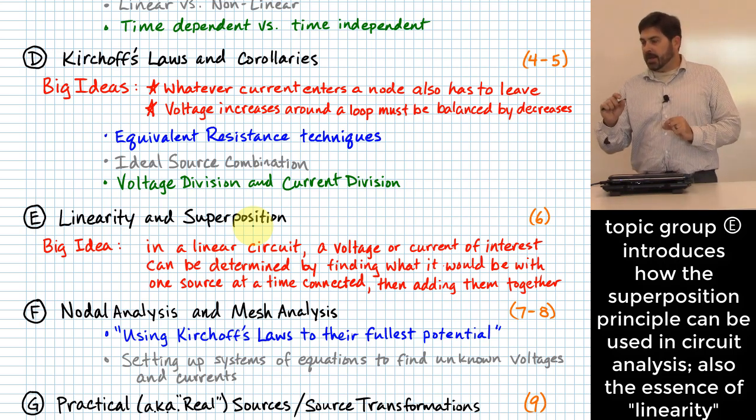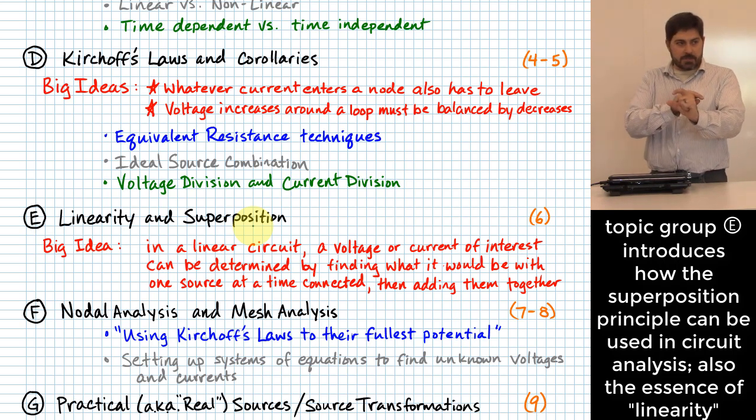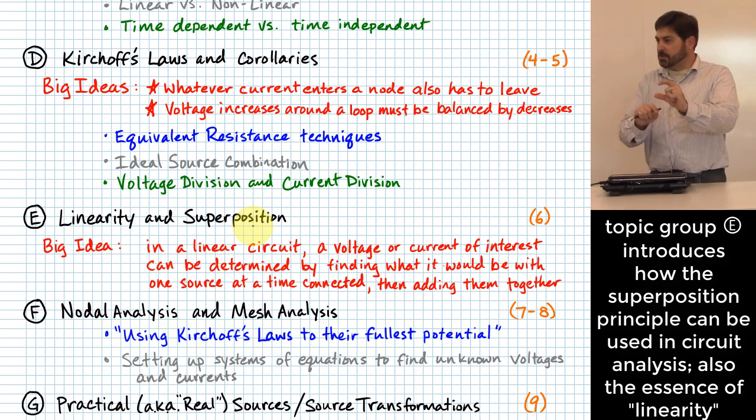And then once you come up with, let's say we're dealing with a current, right? Let's say you come up with a current through a particular element caused by one of the sources. And then you come up with a current through that element caused by another source.